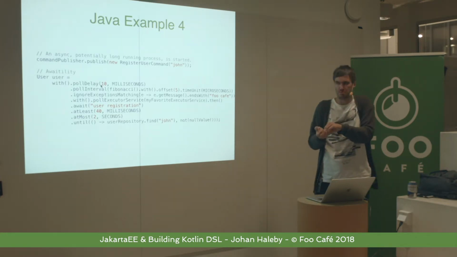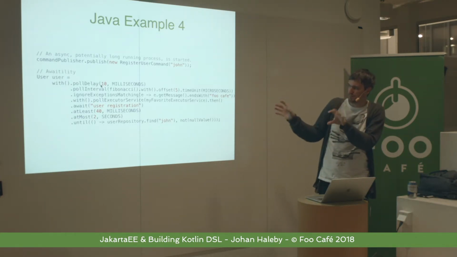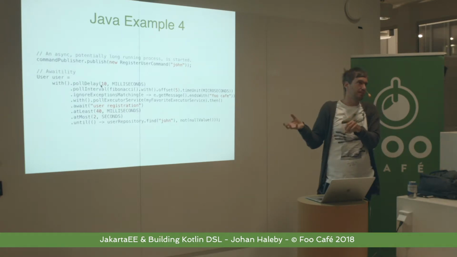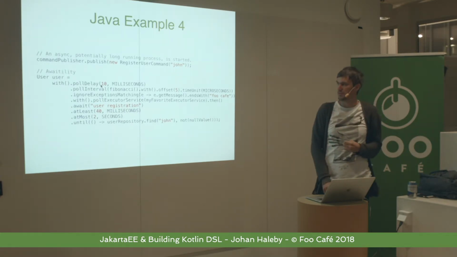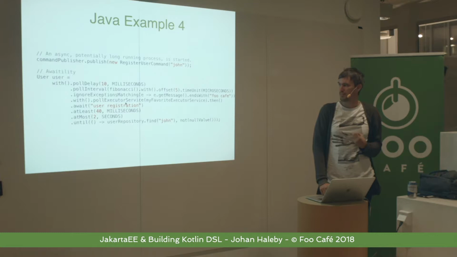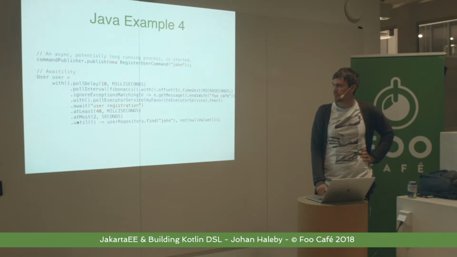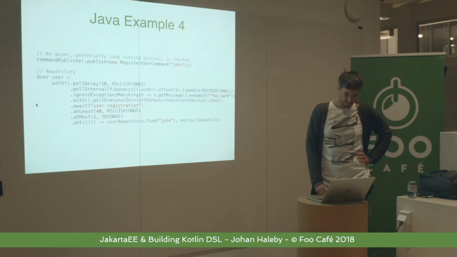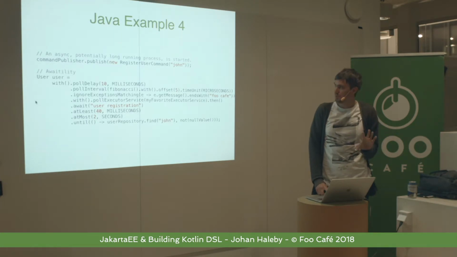You should probably, if you read this, be somewhat familiar with what it's doing. You have a Fibonacci polling interval, you ignore some exceptions, and so on. Specify some executor service that you want to use when Awaitility polls the condition here, and you can specify some aliases and a lot of stuff. And that is one of the purposes of Awaitility.